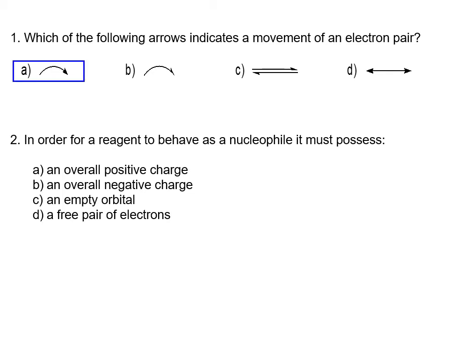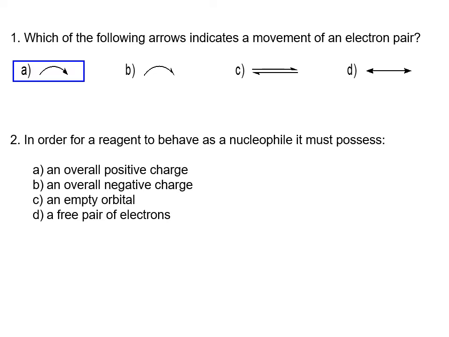Answer B is a curved half arrow or fishhook arrow. That one indicates movement of a single electron. Answer C is an equilibrium arrow. It indicates chemical equilibrium. And D is a resonance arrow. It's used to show resonance or electron delocalization. And so on either side are individual resonance structures. So the correct answer for question 1 is A.